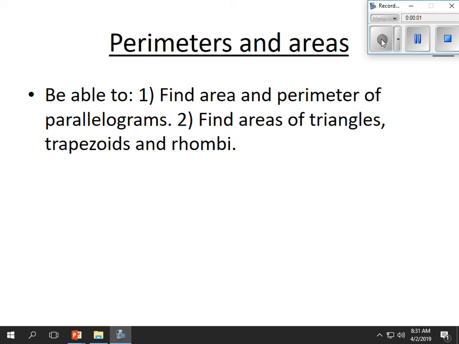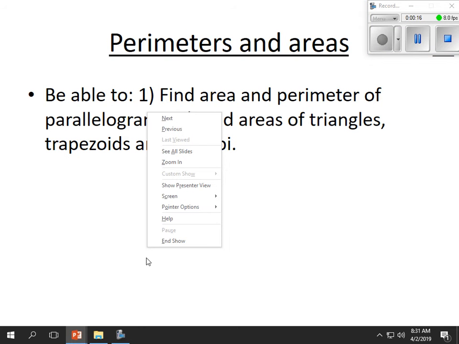For perimeters and areas of shapes. We're going to find the perimeter and areas of parallelograms, rectangles, trapezoids, rhombus, so on, triangles, all those different shapes, and also pentagons, hexagons, any of the polygons that we've dealt with. We're going to find the perimeter and the area.